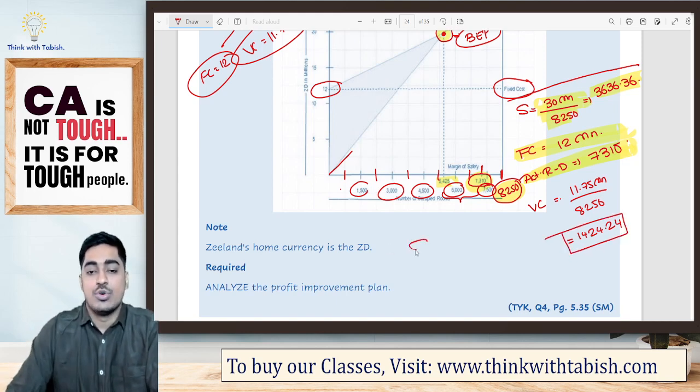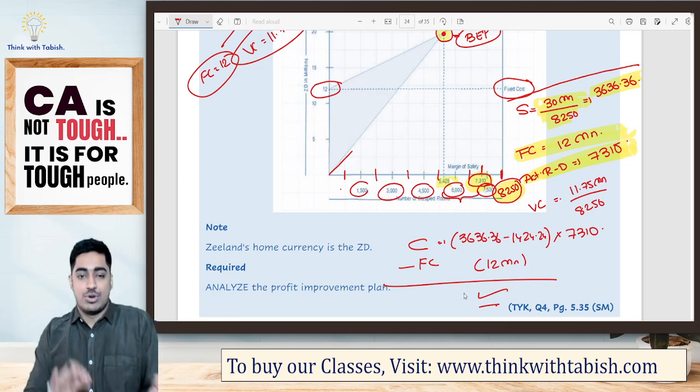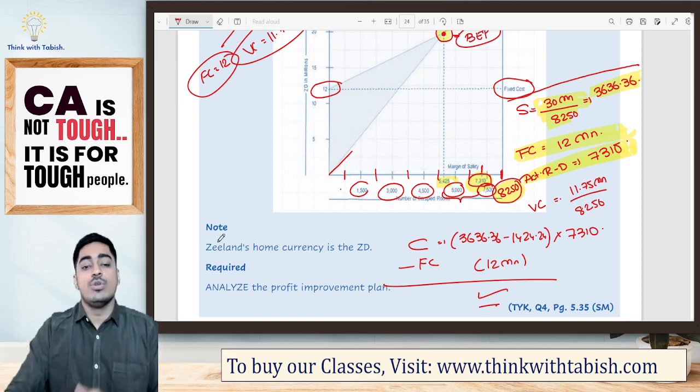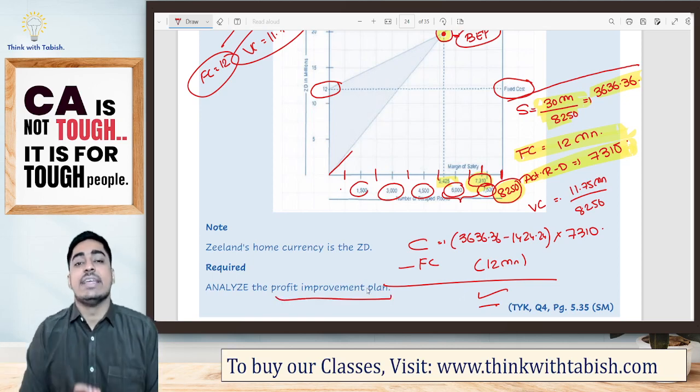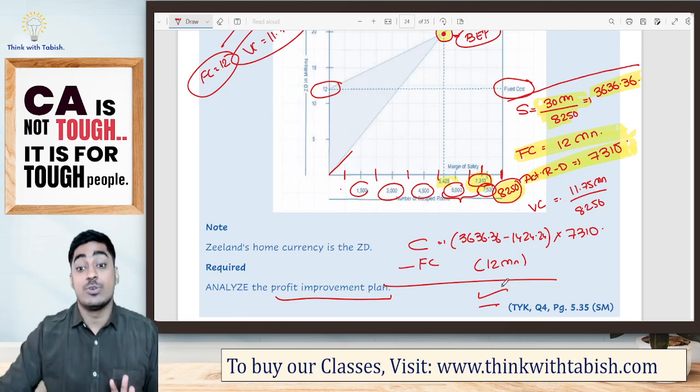Now look at this. Overall benefit is my contribution minus fixed cost. Contribution is nothing but 3636.36 minus 1424.24. This is the contribution per room day into 7310 room days. That will be my total contribution minus fixed cost of 12 million. I'll be arriving at my profit. Wherever profit is more, when I'm running my restaurant plus hotel, my overall profit will be more. So my overall conclusion will be that yes, go for the Italian style restaurant. Is it clear, everyone? Could be a beautiful question, could be asked for 10 marks or could be asked for 20 marks as well. Is it clear, everyone?